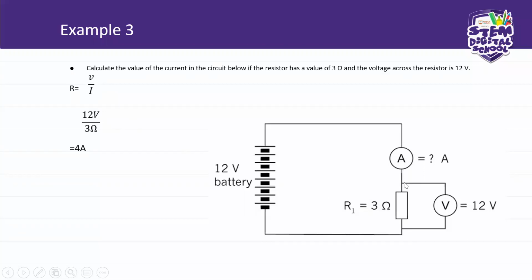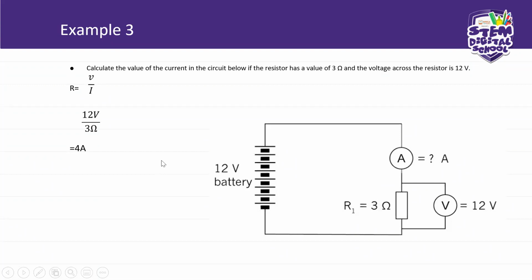So we divide 12 by 3. The answer is 4 amps. So the formula is the one wrong thing here. Okay, right.